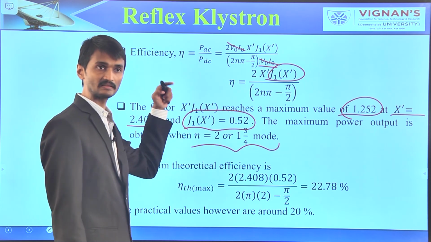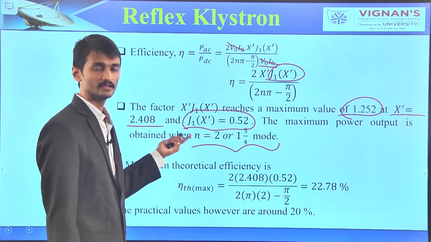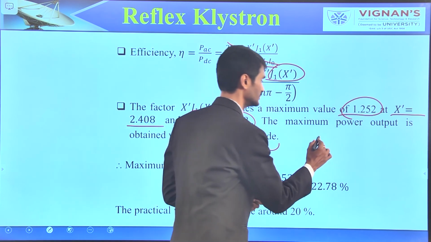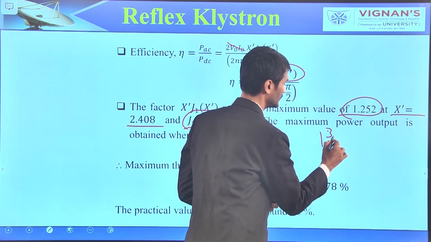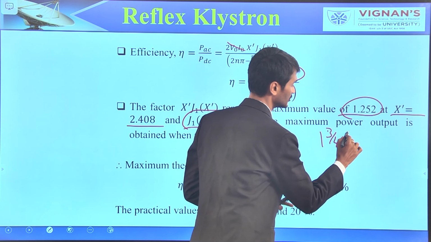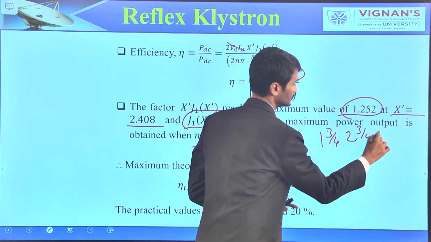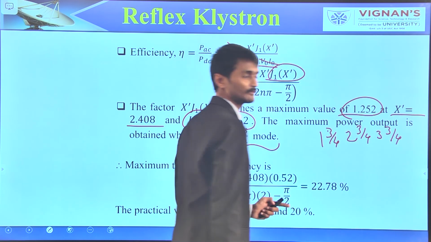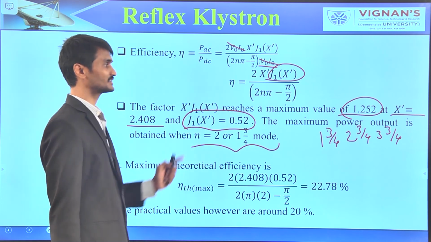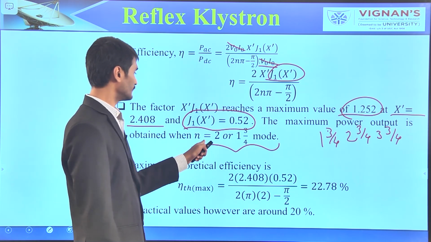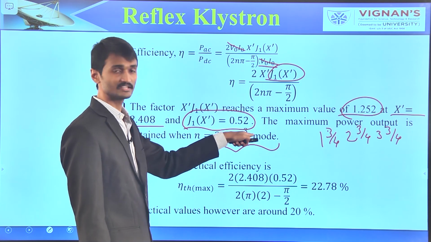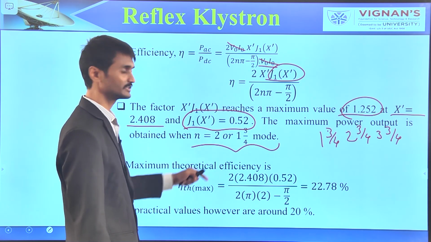In the operation of the reflex Klystron, I already mentioned that bunching occurs at 1 3/4, 2 3/4, 3 3/4 cycles. So optimum bunching occurs, and maximum power output is obtained, for n equals 2, the 1 3/4 mode. Now I am considering n as 2.